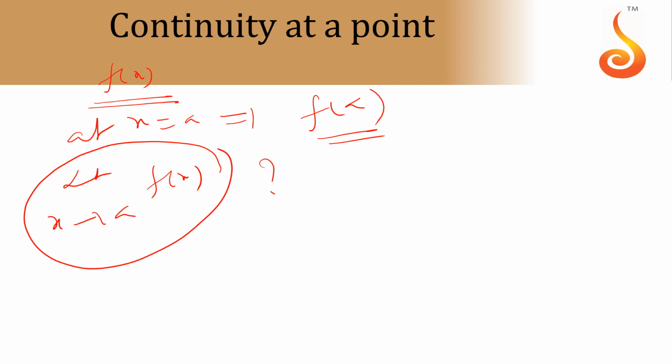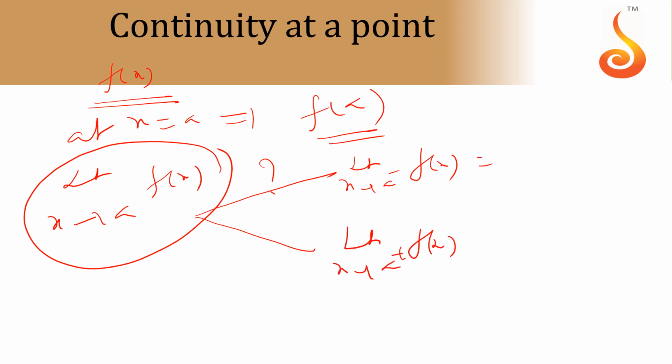If these two are equal, you know that in the limit there will be a left hand limit, limit x tends to a minus of f of x, and a right hand limit, limit x tends to a plus of f of x. If the left hand limit is equal to f of a, we say it is left continuous. If the right hand limit is equal to f of a, we say that it is right continuous.